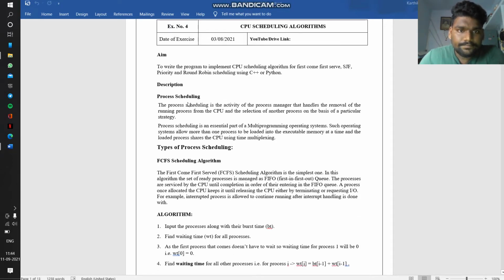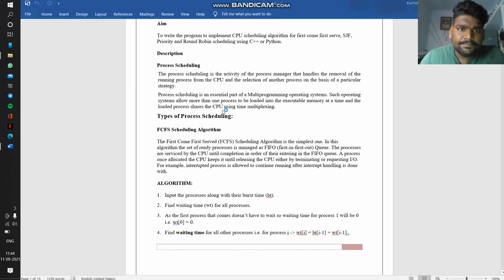Description. What is process scheduling? Process scheduling is the activity of the process manager that handles the removal of the running process from the CPU and the selection of another process on the basis of a particular strategy. Process scheduling is an essential part of multi-programming operating systems. Such operating systems allow more than one process to be loaded into the executable memory at a time, and the loaded process shares the CPU using time multiplexing.